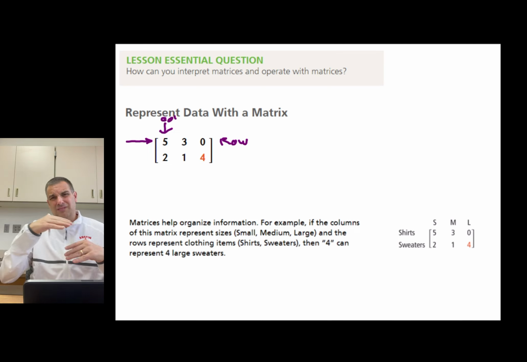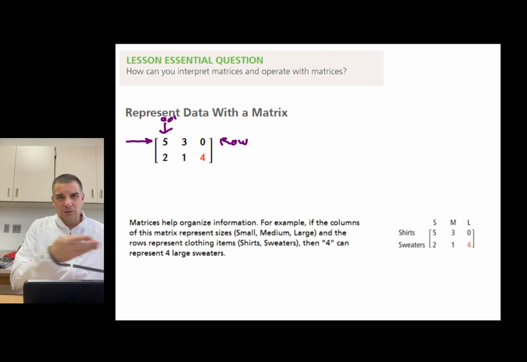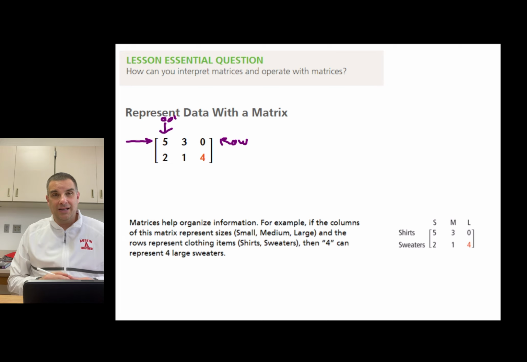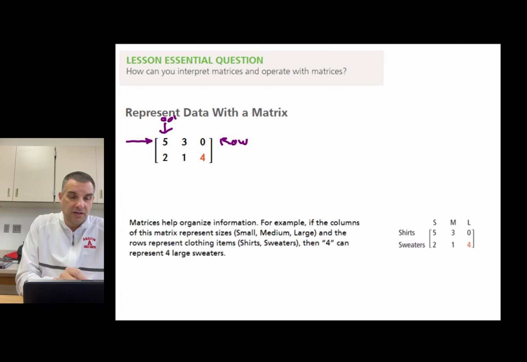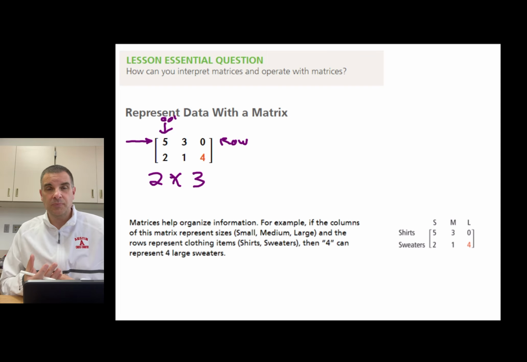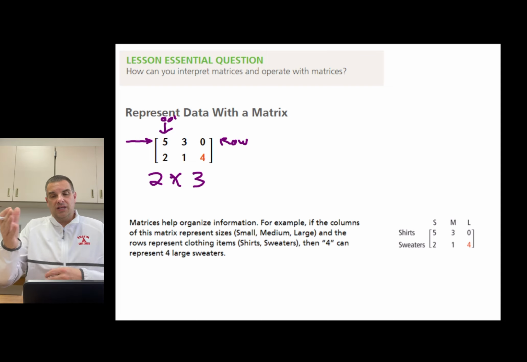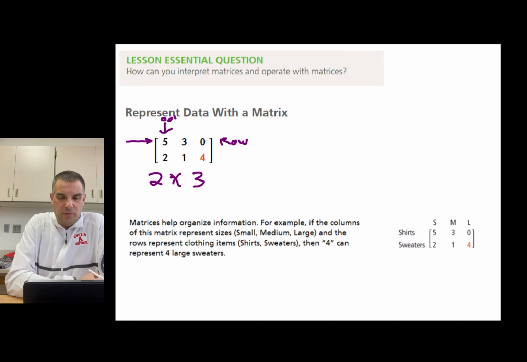Rows, like the rows of an auditorium, go across from each other. Columns go up and down. When we name matrices, we name them by the number of rows they have, then the number of columns they have. So this has 2 rows and 3 columns. So we say that this is a 2 by 3 matrix. You always name it by the number of rows and then the number of columns.